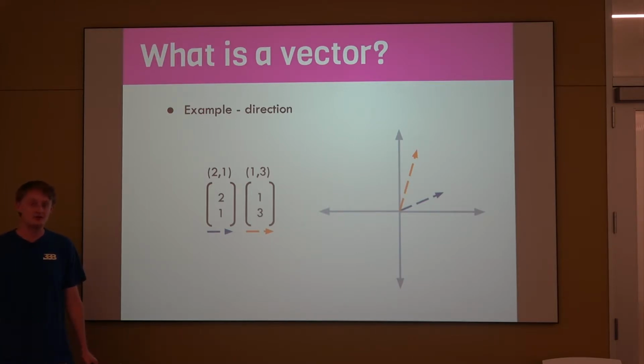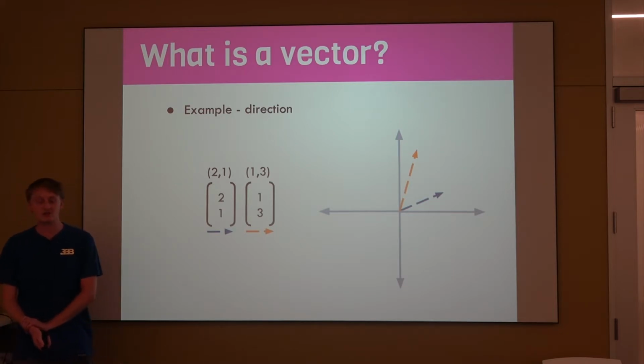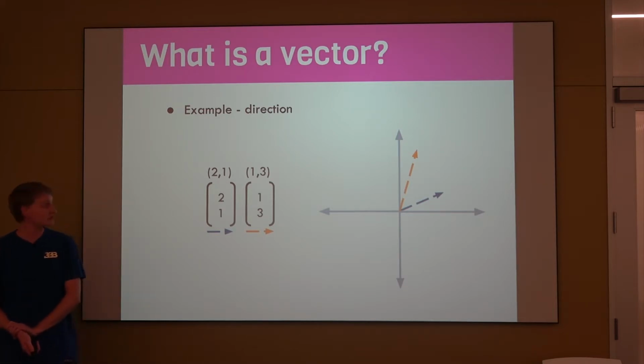So I can actually encode these as vectors, and I can say the top part of my vector, my first entry, is going to correspond to my x-axis direction and my amount of movement, and the bottom entry in the vectors is going to correspond to my y direction, or my up and down direction. So here in the blue, I've gone 2 spaces over to the right, and I've gone 1 space up. And the same with the orange, I've gone one space to the right and gone 3 spaces up.